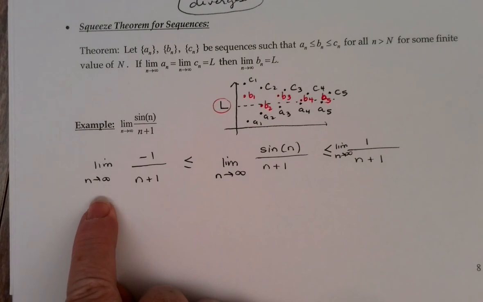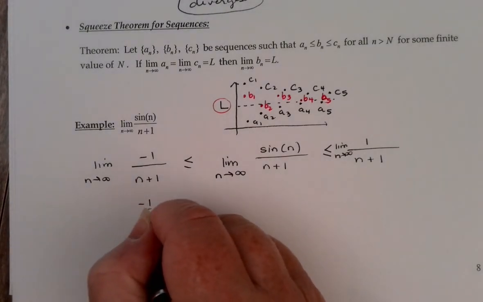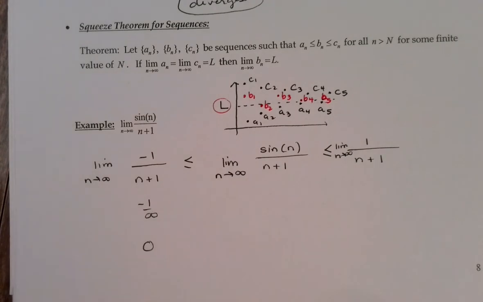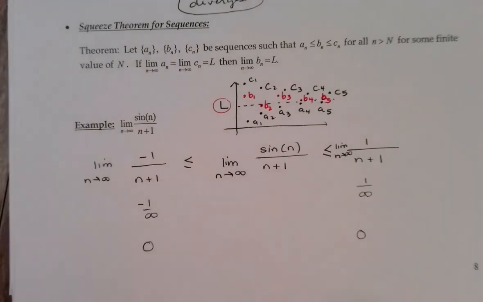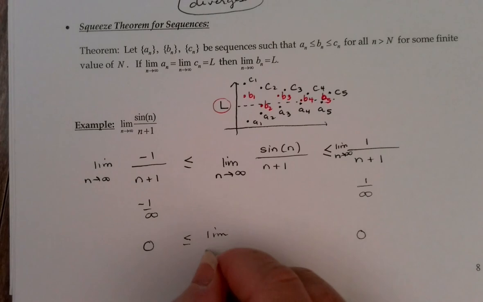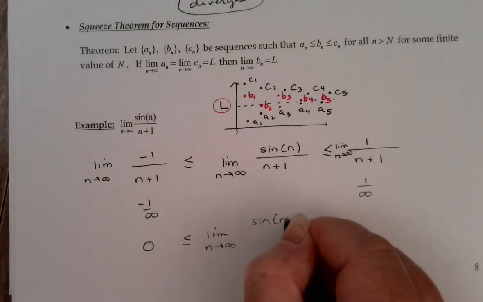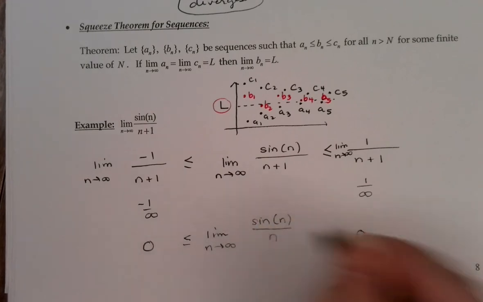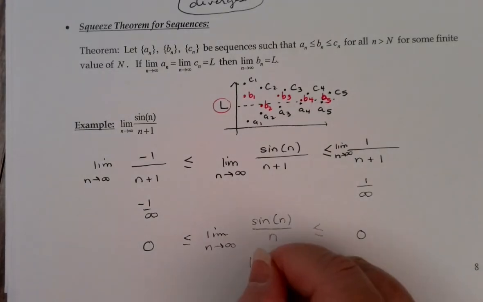Now let's think about these limits. This would be -1 over infinity, which is 0. And this is +1 over infinity, which is also 0. So the limit that I want is literally in between 0 and 0. And of course, the only thing in between 0 and 0 is 0.